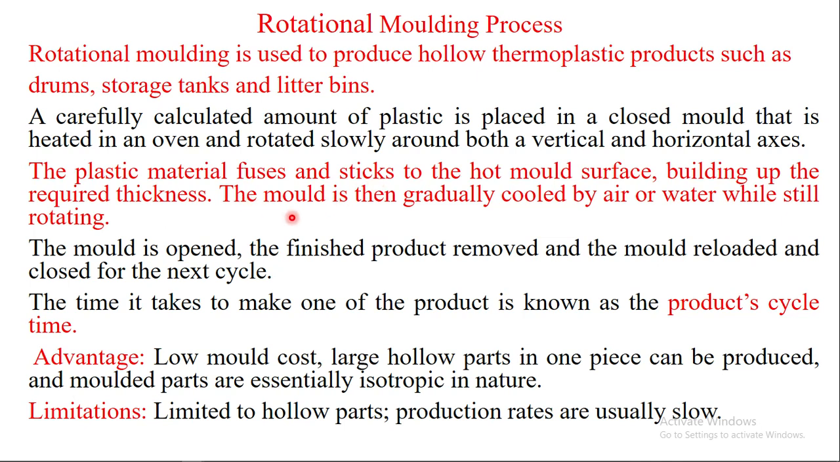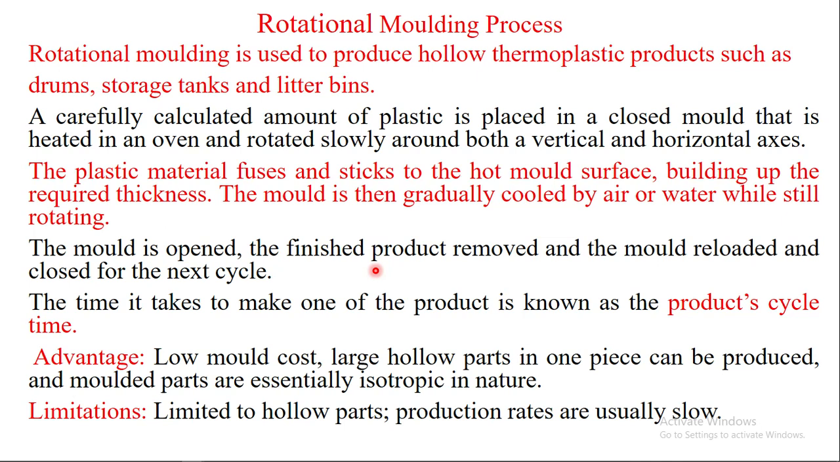The mold is then gradually cooled by air or water while still rotating. The rotation is not stopped. The mold is opened after the product is cooled. The finished product is removed, and the mold is reloaded and closed for the next cycle. The time taken to make one product is known as the product cycle time, the time required for producing one single product.